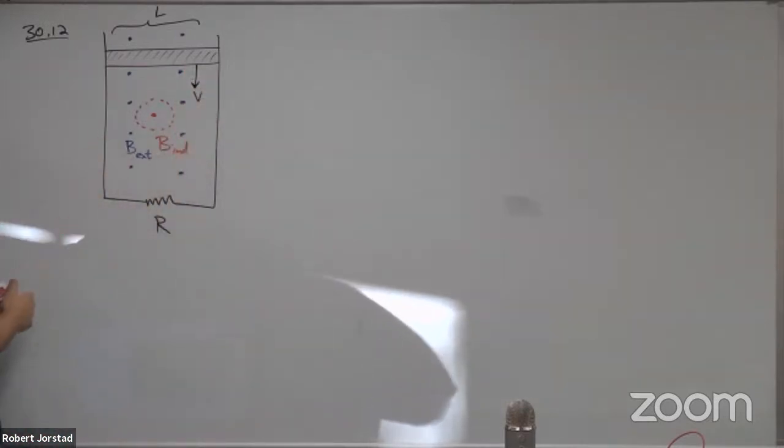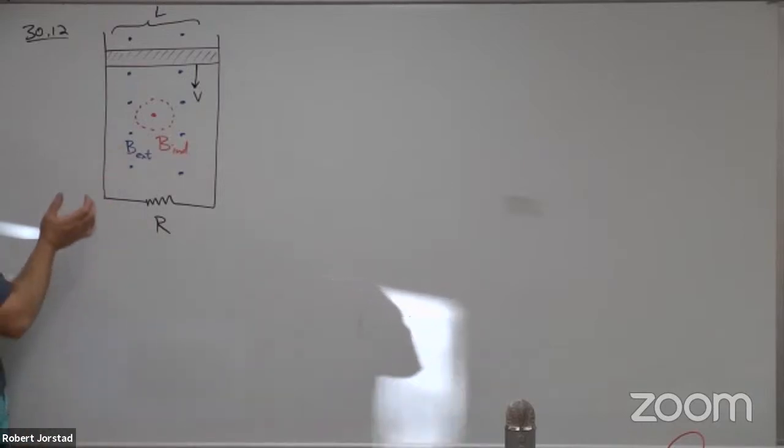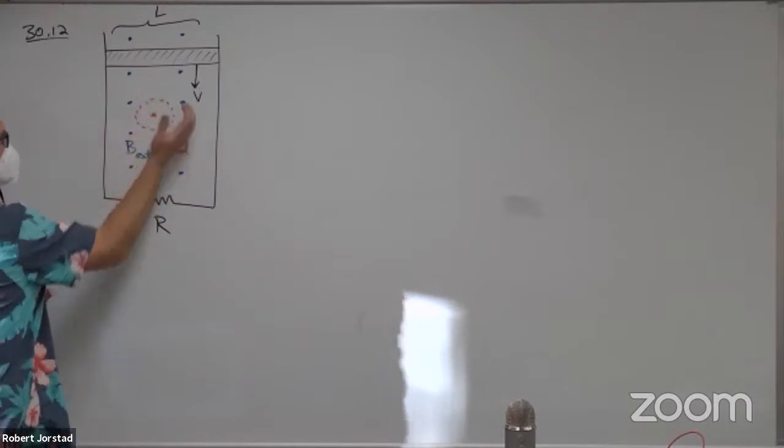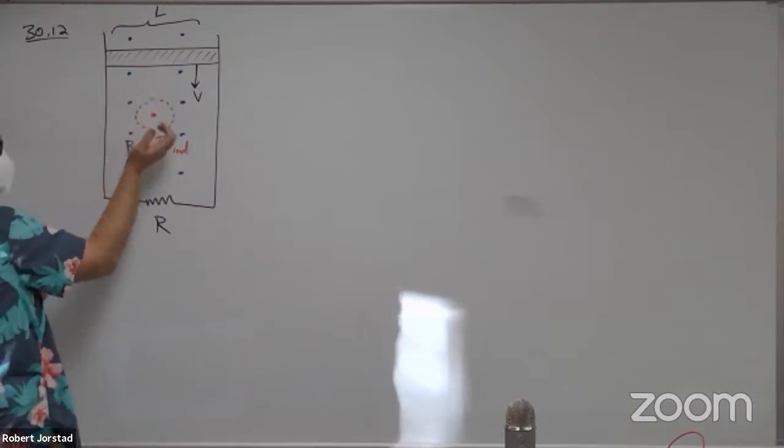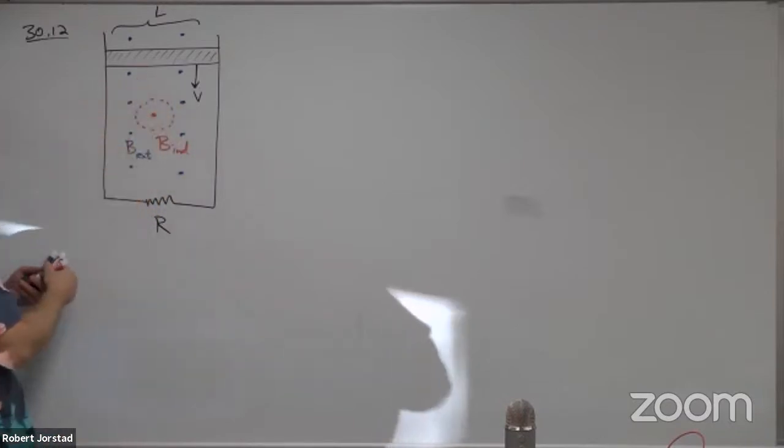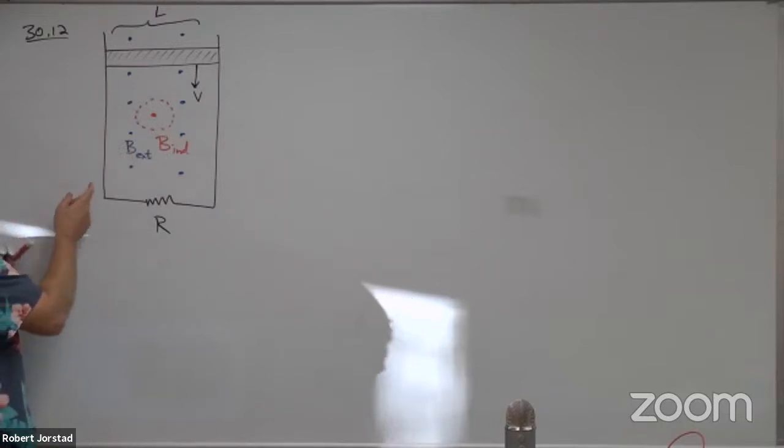So now which direction is the current? Is it clockwise or counterclockwise? Counterclockwise. This way, or whatever that way is. Okay. So what direction is the current in the rod?